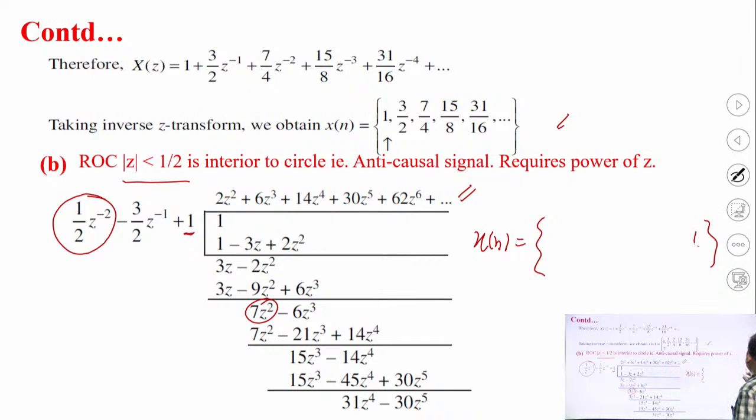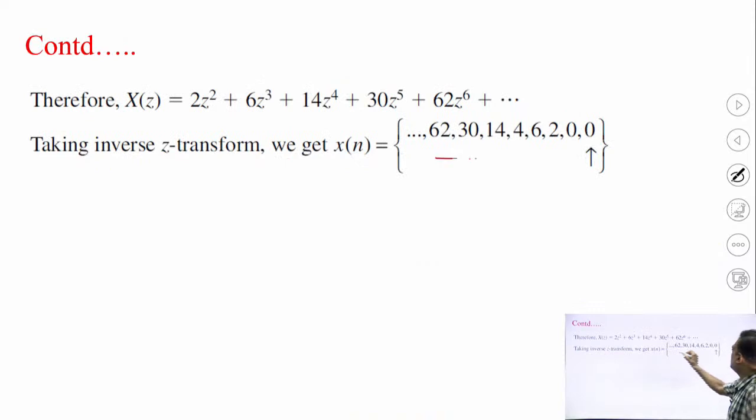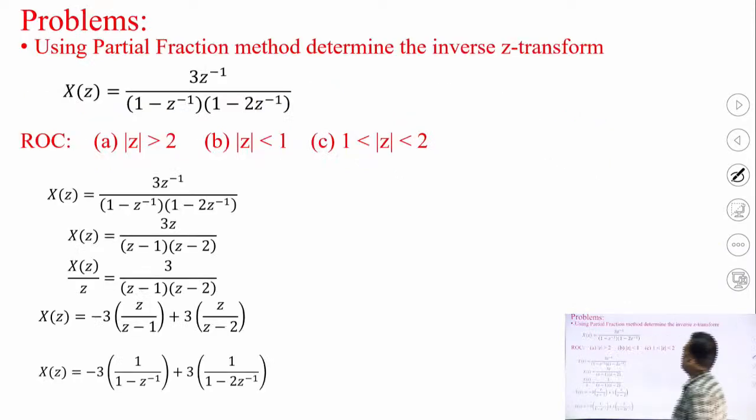Okay, so it means this value is 0, this value is 0, and this value is basically 2, then 6, then 14, then 30, then 62, and so on. Okay, so you can see this is basically the solution here. Okay, and the last method is partial fraction method.